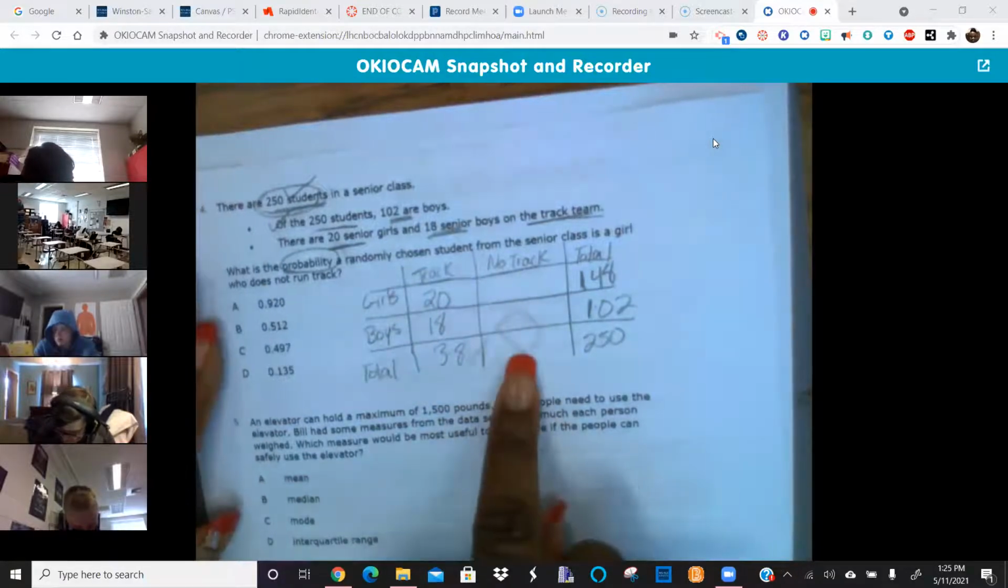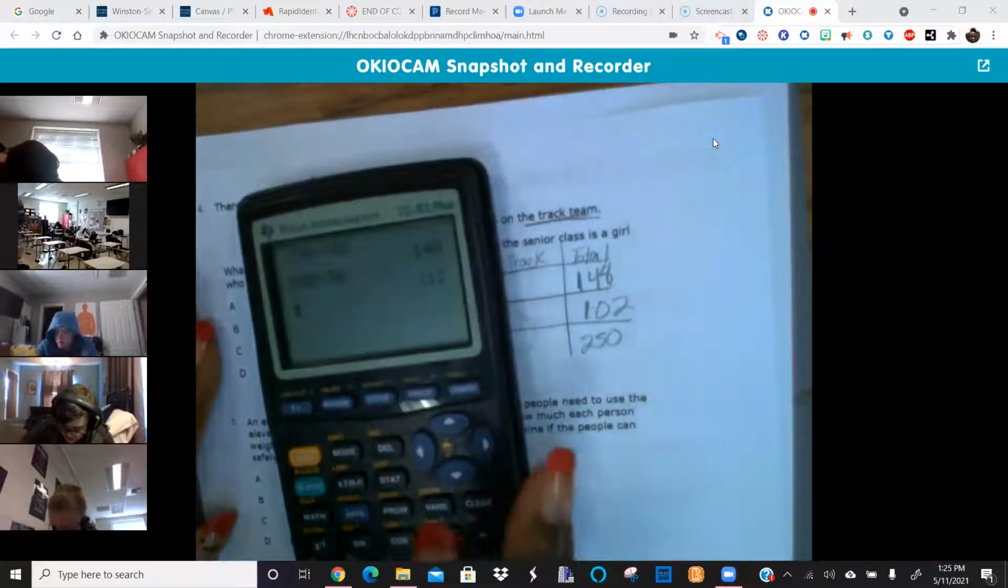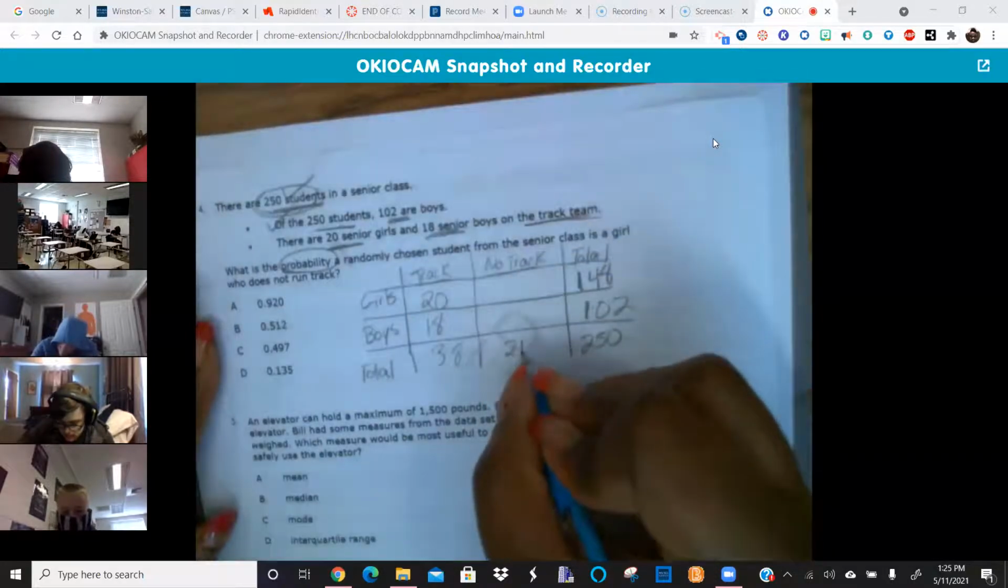So then how many of them don't run track? So you can subtract to figure that out here. So you got the 250 minus the 38, right? And that gives you 212.